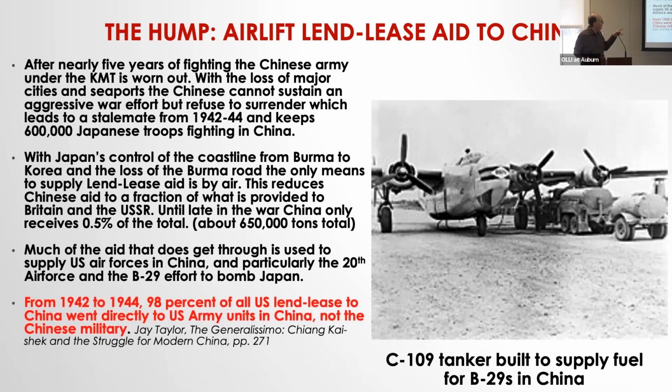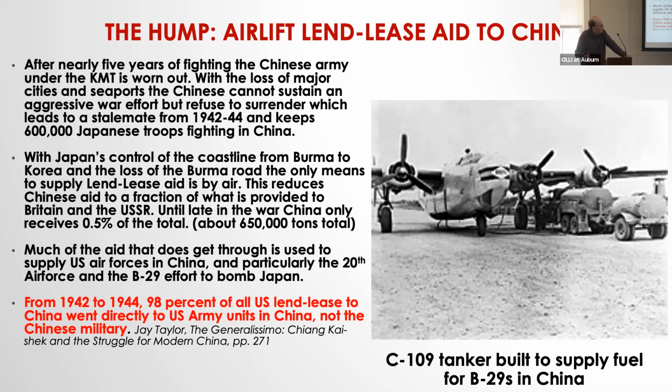Well, I use this one from Jay Taylor's book, The Generalissimo. And he says from 1942 to 1944, 98% of U.S. lend-lease to China went directly to U.S. Army units in China and not the Chinese military. I find that number to be perhaps a little inflated, but it was to Chiang's benefit to claim that, but certainly the vast majority is not going to the Chinese. It's going to support the U.S. Air Force.